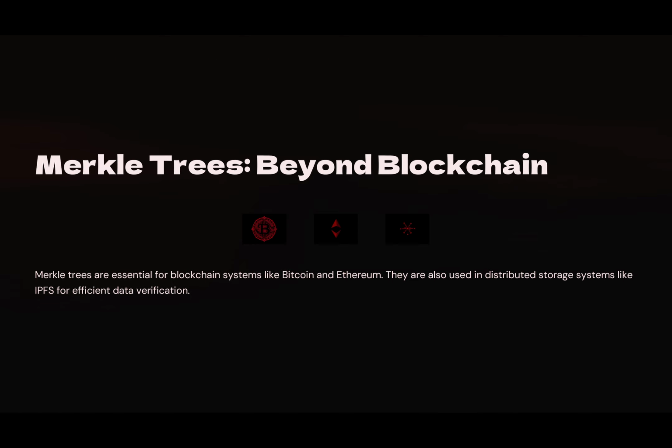Merkle trees are very widely used in blockchain systems like Bitcoin, as everyone knows, to ensure transaction integrity and scalability, right? They are also applied in distributed storage systems for efficient data verification. For instance, simplified payment verification allows lightweight nodes to verify transactions without downloading the entire blockchain.